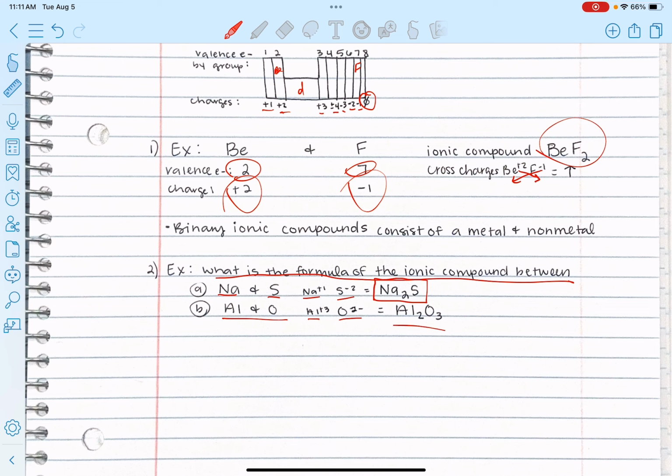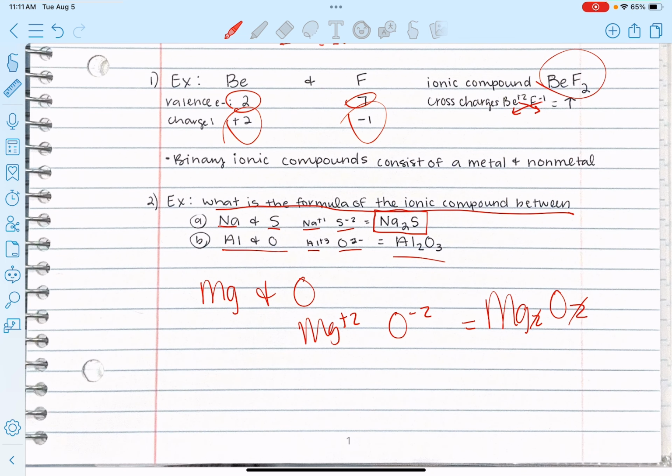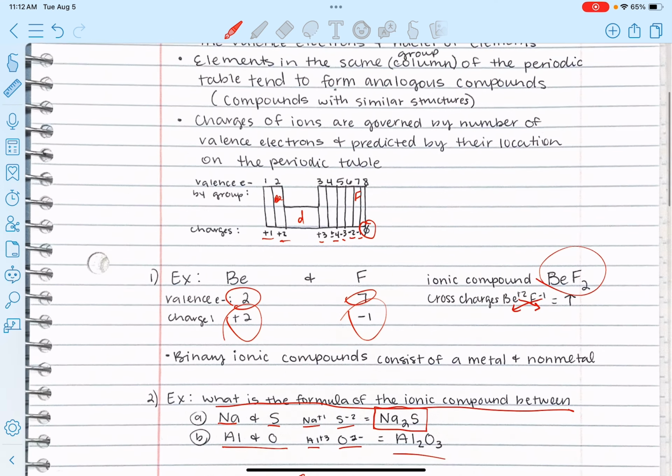I do want to show you one more example. What if I had Mg and O? Just for reference, Mg is a +2, oxygen's a -2. When those cross over, you get Mg2O2. However, if those values can be simplified, you always want to simplify them as much as possible. So essentially the 2's will cancel. They both can be reduced by a value of 2. So the final answer for this one would simply be MgO. They're both understood ones. That concludes section 1.8.